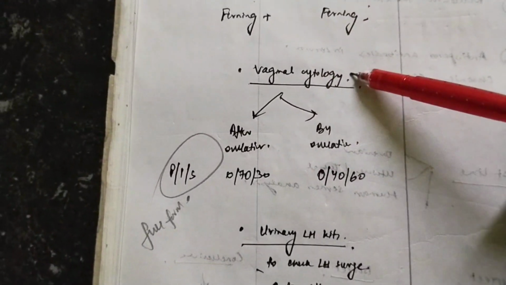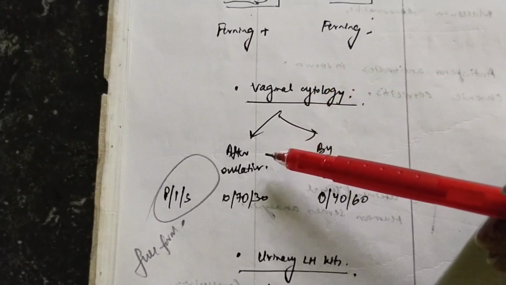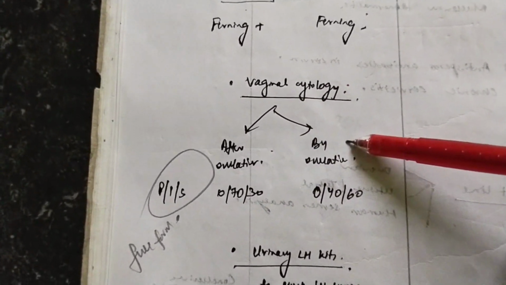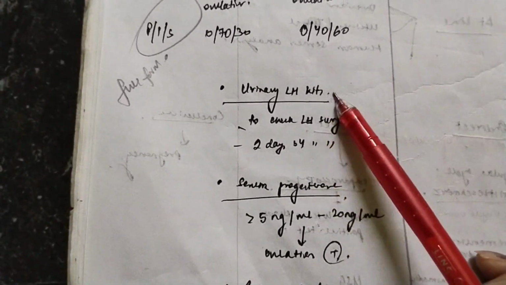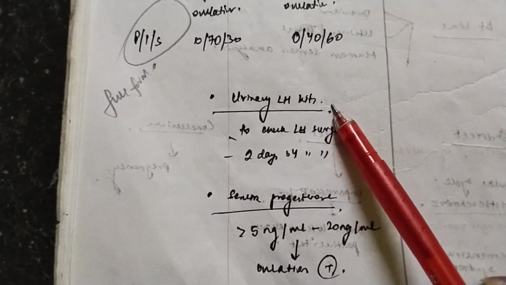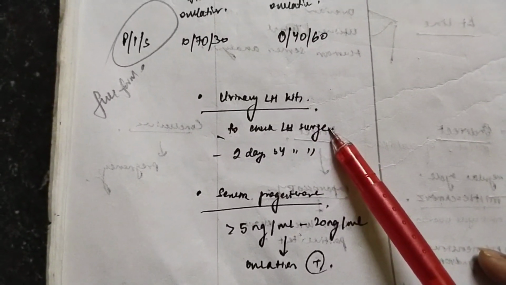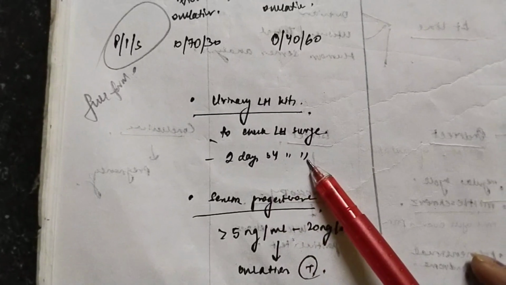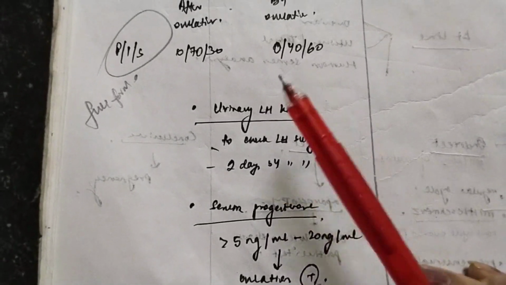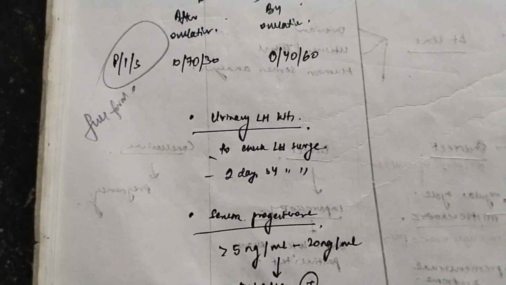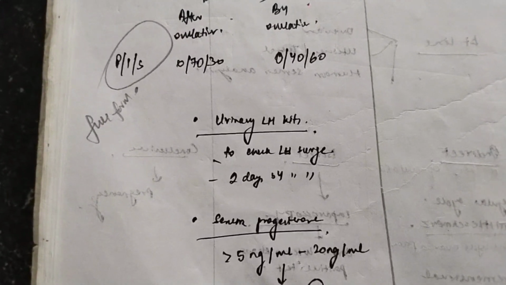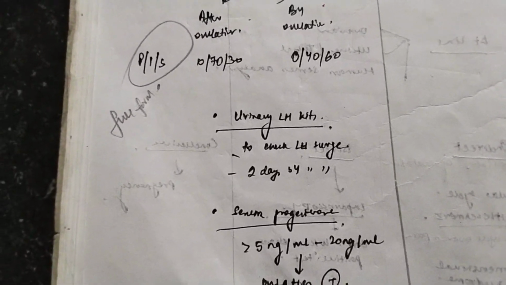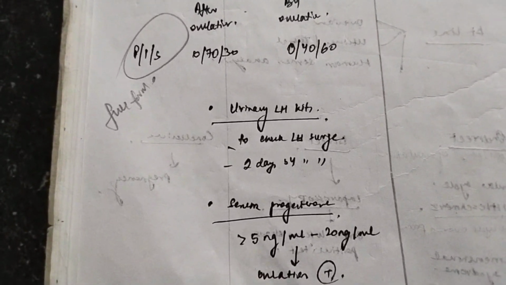Now you have the vaginal cytology that you can also do. This is after ovulation and this is before ovulation. We can also do urinary LH kits to check for the LH surge. You can check the levels of LH in the mid-cycle, and a few days later you can check again. If there is an LH surge, that is a sign that yes, the woman is ovulating.